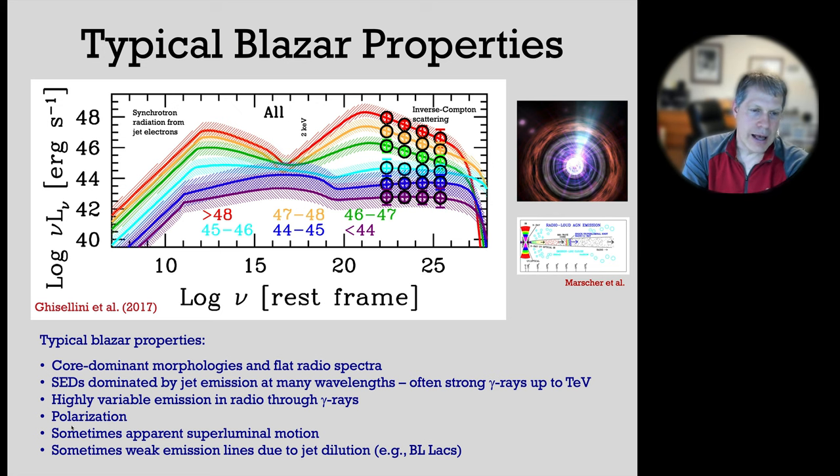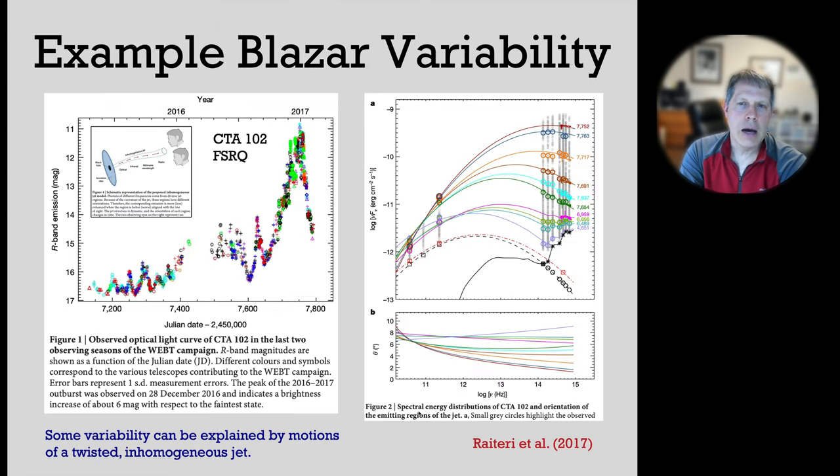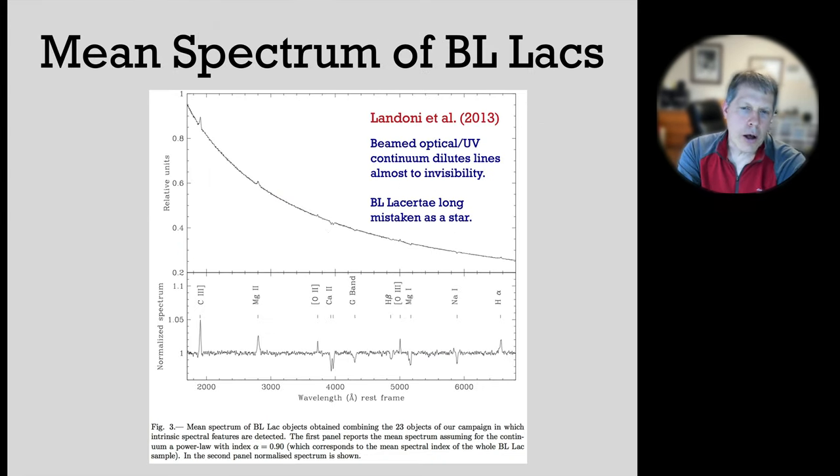Also, these systems often have strong polarization, as you would expect from synchrotron, for example. They sometimes show apparent superluminal motion, as you would expect, because you have a relativistic jet that's going to be nearly pointed along your line of sight, the exact right geometry for superluminal motion, which is indeed often seen. And then furthermore, these systems sometimes have weak emission lines due to jet dilution. Sometimes in the optical, the jet is so strong that it outshines the line emission, for example from the broad line region, and makes the lines very weak or sometimes even essentially invisible.